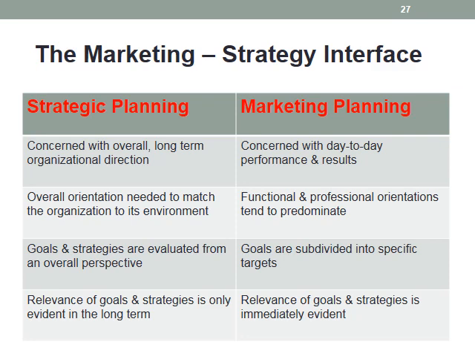Next point, overall orientation needed to match the organization to its environment. So we discussed that. Strategy is all about matching the organization with its external environment. So that's the orientation. That's what we are looking at in the strategic planning. Marketing planning, functional and professional orientations tend to predominate.